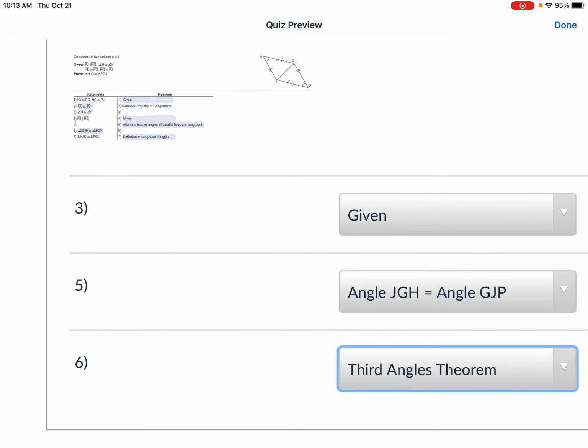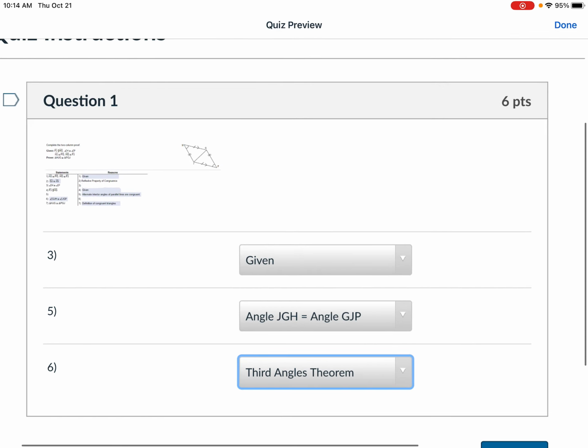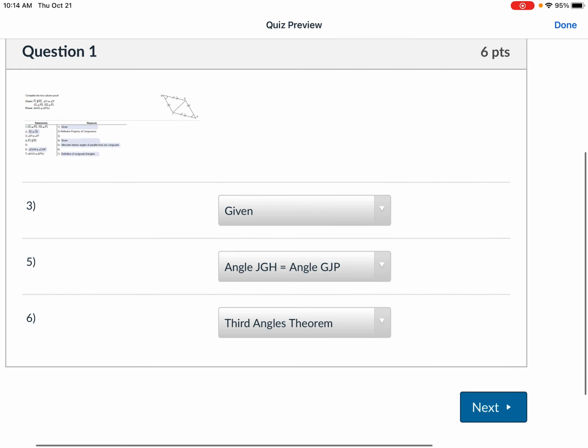We talked about it on the third day of the topic 4 notes. The third angles theorem tells us that if two angles are congruent between your triangles, then the third angle has to also be congruent. That's the only possible way it could work. So that's what we've got: given, the two angles congruent, and the third angles theorem for question number 1.